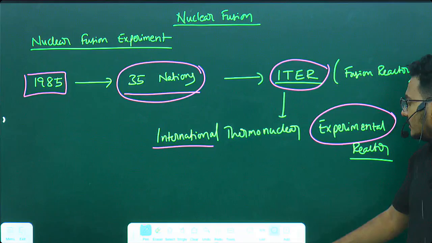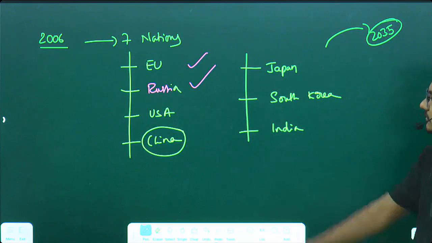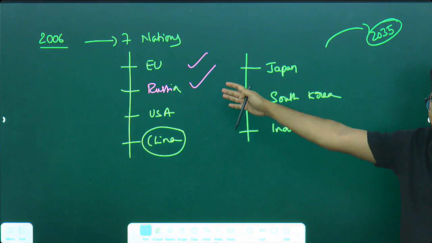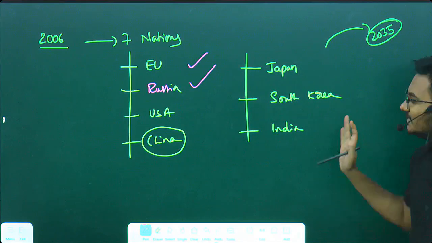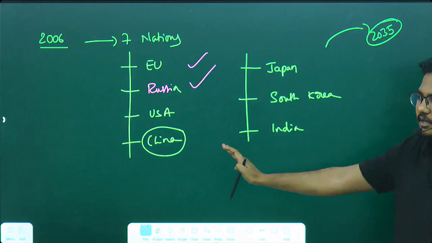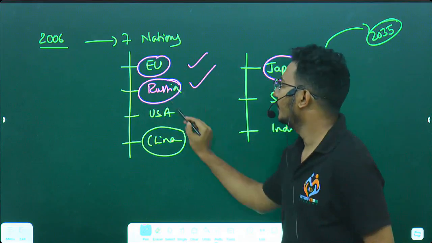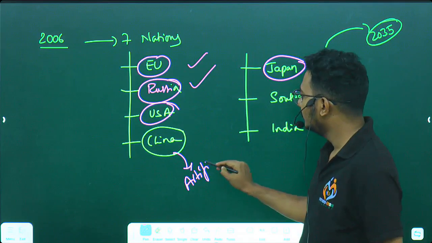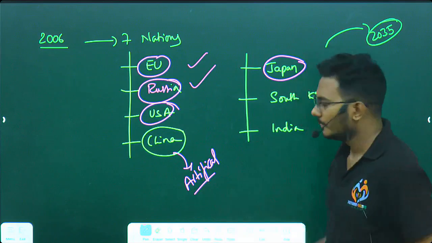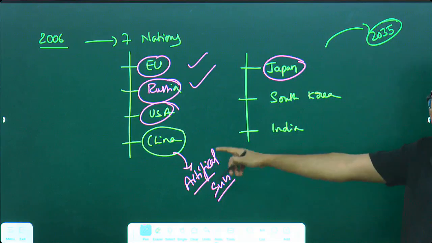Later, in 2006, 7 nations came together. What are those 7 nations? EU, Russia, China, USA, India, South Korea, Japan. These 7 nations came together and assigned individual tasks to each and every country. In this process, China did the artificial sun experiment. It's part of this agreement.